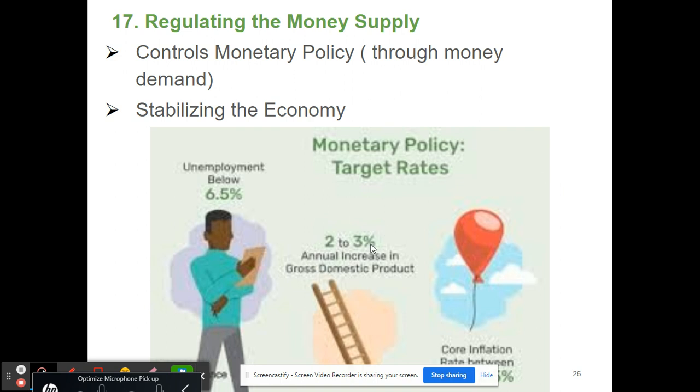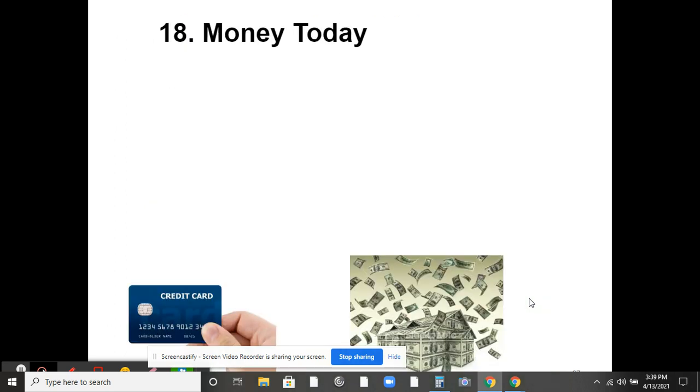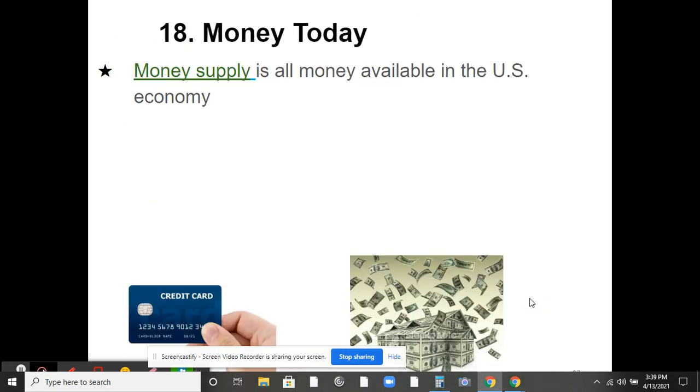So smart people refinanced, including me. But your target rates are keeping unemployment below 6.5%, keeping gross domestic product growing 2 to 3%, and having a core inflation rate that's not too high. Money today. Money supply is all money available in the U.S. economy.